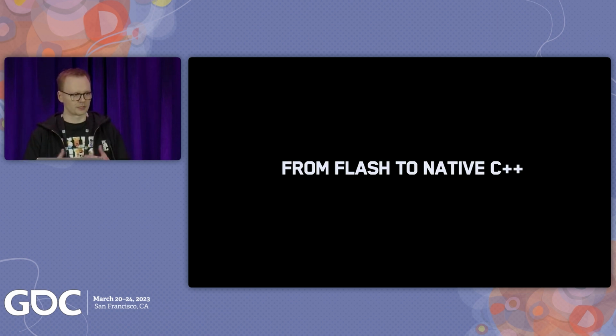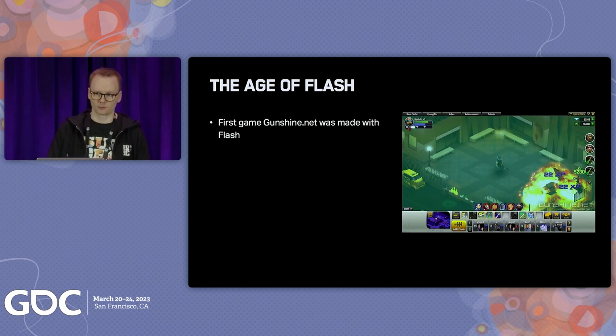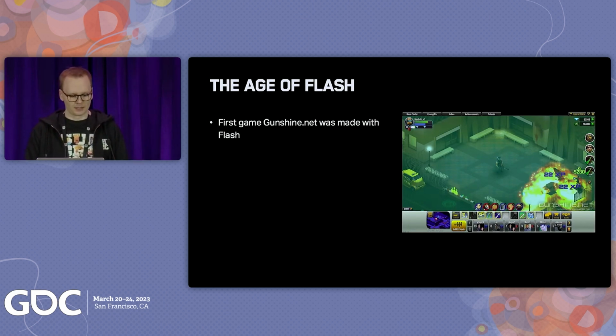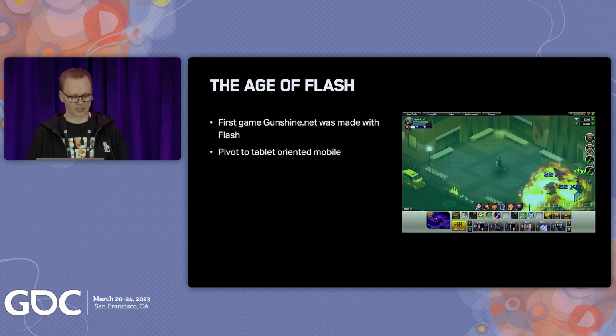So now let's talk a bit about the history of technology development here. We actually started developing our games in Flash. Our first game, Gunshine.net, was made on Flash for the Facebook platform. And Facebook was the first component in our multi-platform strategy back then. But we soon realized that Gunshine.net was not going to be the huge success that we had hoped it to be, so we decided to kill the game and pivoted to tablet-oriented mobile, which was really on the rise back then.